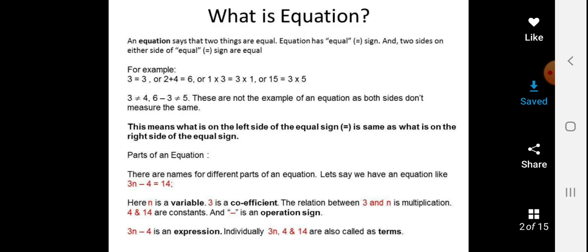What are the parts of an equation? There are names for different parts of an equation. Let's say we have an equation that looks like 3n minus 4 is equal to 14. Here n is a variable, 3 is a coefficient, the relation between 3 and n is multiplication, 4 and 14 are constants and minus is the operation sign. 3n minus 4 is an expression individually. 3n, 4 and 14 are called the terms.